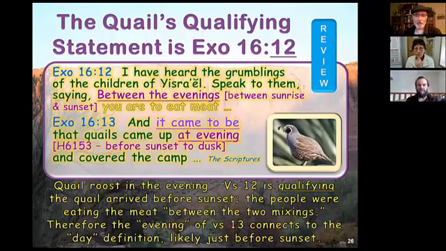Because the term between the evenings qualifies when the quails come up, and they're to be eating the quails at evening, or the quails come in at evening, I should say, that is what allows us to recognize the definition of day for the term Aibv. The quails roost in the evening, and verse 12 is qualifying that the quail arrived before sunset. The people were eating the meat between the two mixings. Therefore, the evening of verse 13 connects to the day definition, likely just prior to sunset.